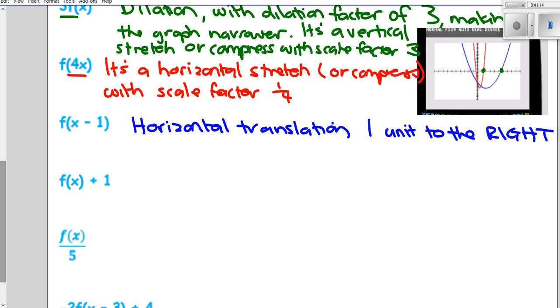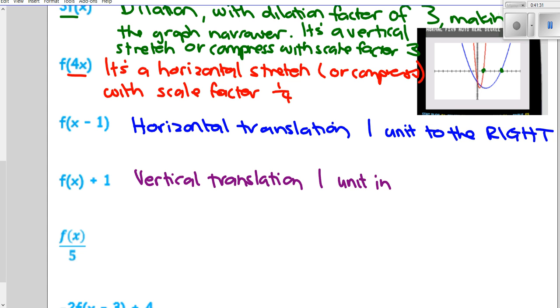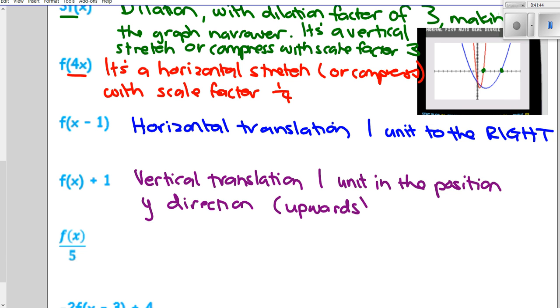How about the next one? Yeah, so you can say vertical shift, you can say vertical translation as well, kind of showing you the different ways you can say it. You could say 1 unit in the positive y direction, or you can just say up, it's fine. Just showing you different ways you can express it, which means 1 unit in the positive y direction.